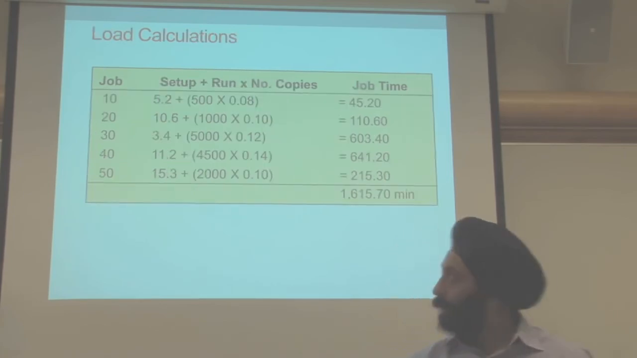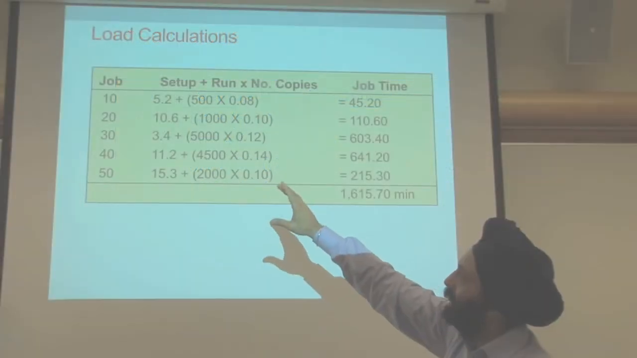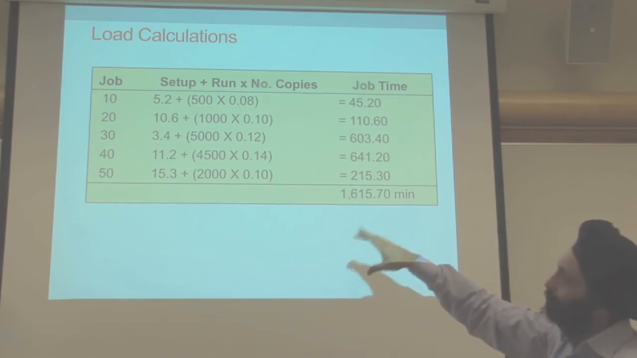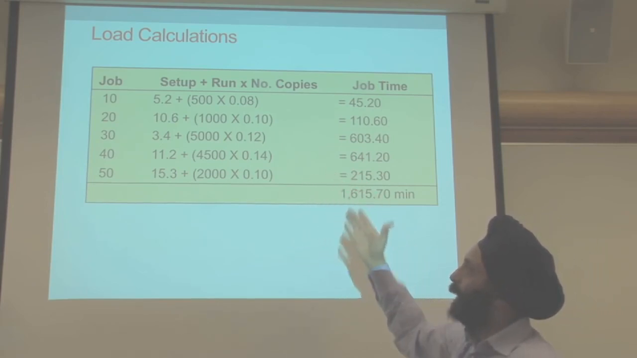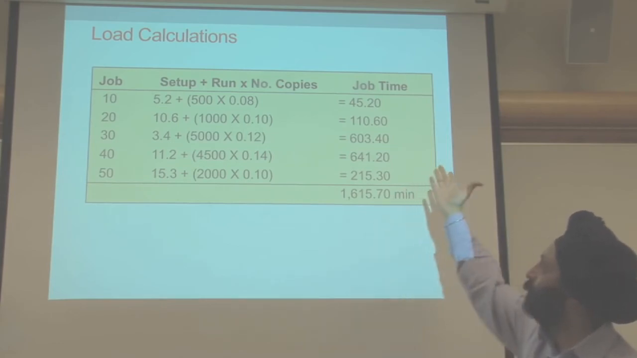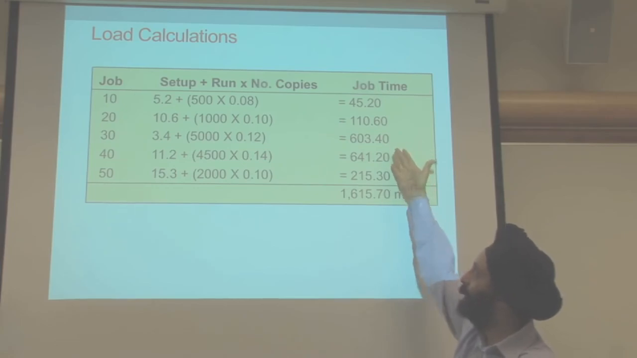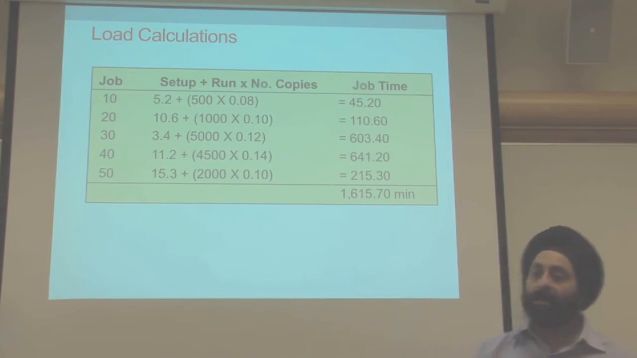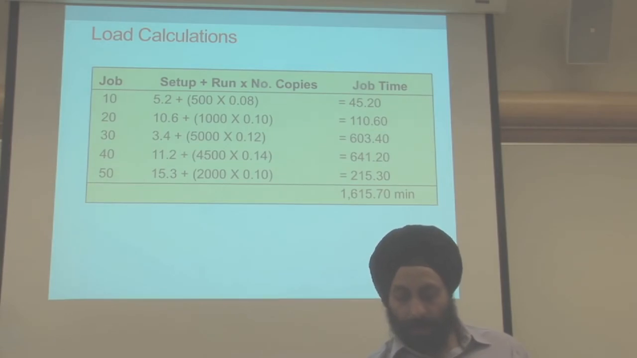Then load calculations. In this case, you can easily see if the entire job 10 is done all at once, you have to spend 5.2 minutes to set it up, plus 500 copies, each at 0.08 minutes per copy. So that gives you a total job time of 45 minutes and 20 seconds. Similar calculations for the remaining 4 additional jobs. Altogether, you're looking at 1,615.7 minutes. So that is more than what we actually have.